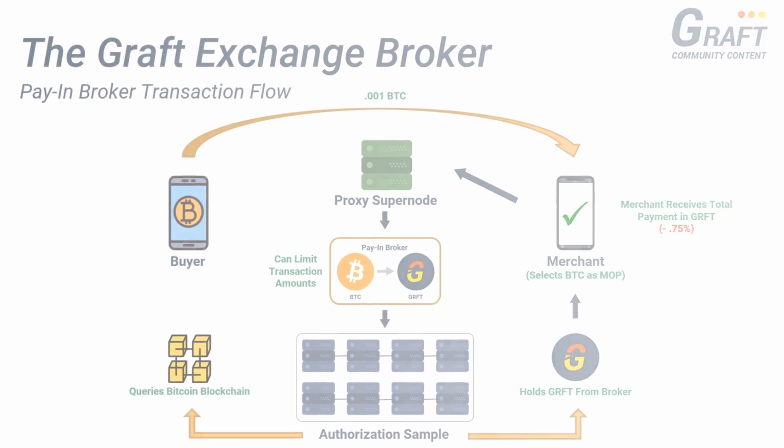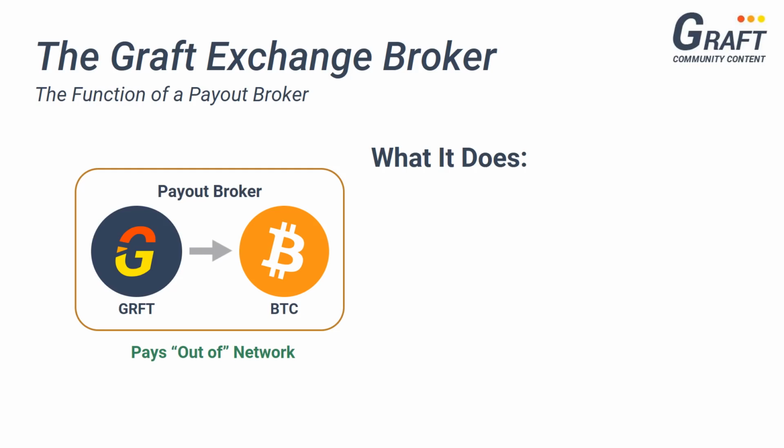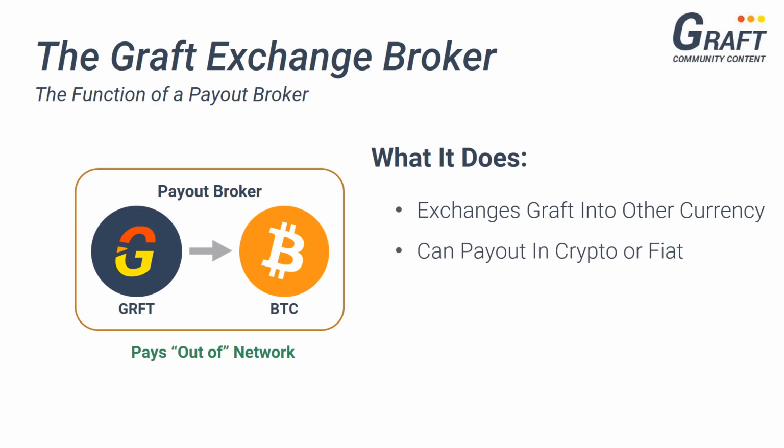Now, the next type of exchange broker is the payout broker. The payout broker allows merchants to quickly exchange Graft into the particular currency the merchant would like to receive as payout. This payout can be made in either the merchant's preferred cryptocurrency or their local fiat currency. Payouts can be made automatically at the time of a transaction or manually anytime a merchant wants to exchange their Graft into a different currency.